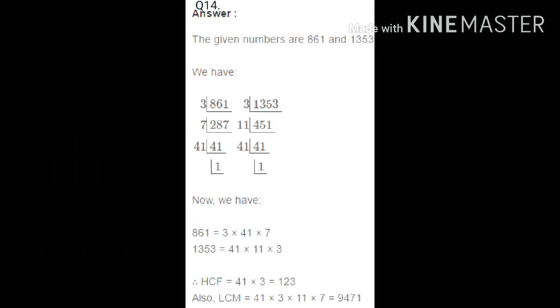Okay. Next is question number 14, which is we have to take out again the HCF and LCM of 861 and 1353. We are again using the prime factorization method and we see that 861 is equal to 3 into 41 into 7 and 1353 is equal to 41 into 11 into 3. So HCF is 41 into 3, which is 123, and LCM is, write all the factors in their highest order. It is 41 into 3 into 11 into 7, which is 9471. Okay, it was little tough, so I have done this.